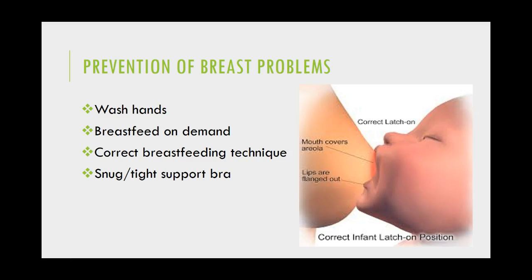The best way to prevent breast problems is correct latch-on for baby. To make sure that you're washing your hands prior to feeding, making sure that you're breastfeeding on demand, so not trying to put the baby on a schedule. Allowing the baby to feed on demand allows the body to be able to produce milk in just the right amount for the baby, not too much and not too little. And then obviously correct breastfeeding techniques, correct latch-on, and a snug, tight support bra also will help to prevent breast problems.